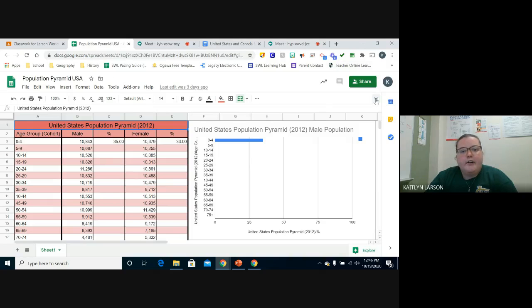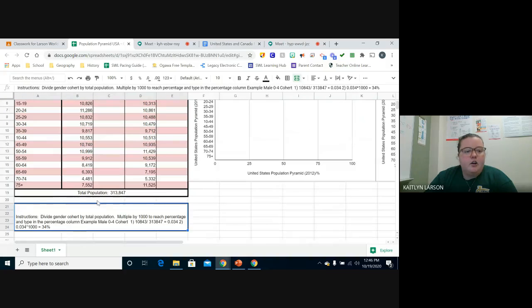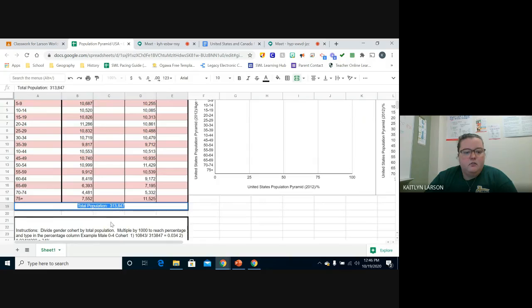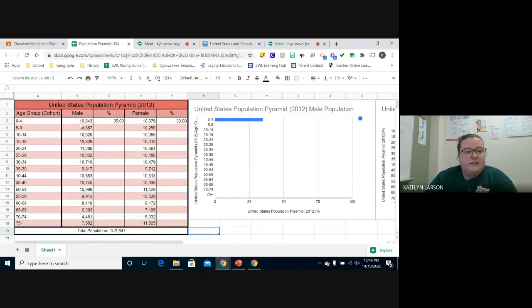Okay. So what you guys are going to do, and I have my instructions posted down here, is you are going to divide your gender cohort, which for example is going to be this column, by your total population. Then you're going to multiply it by 1,000 in order to reach the percentage. So if you take 10,843 divided by 313,847, you're going to get 0.0035. So you're going to multiply that by 1,000, and it's going to be 35%.